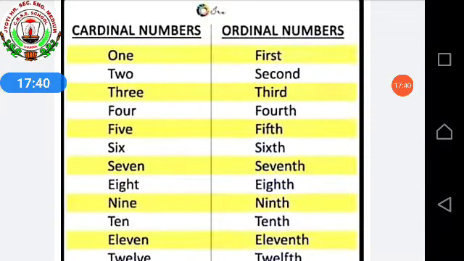ONE, that is a cardinal number. TWO, THREE. That means the spellings which we are using for writing the figures are known as cardinal numbers. And ordinal numbers are what we use for putting things in order. First position, second position, third position, fourth position, in such a way. Okay.